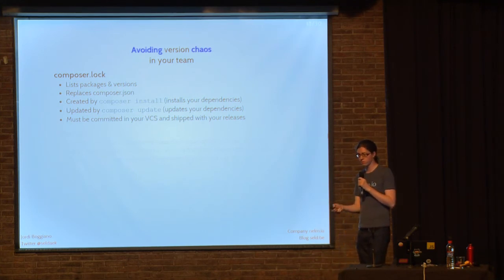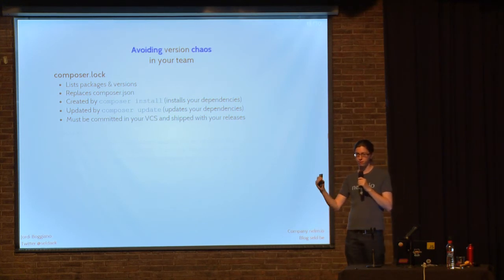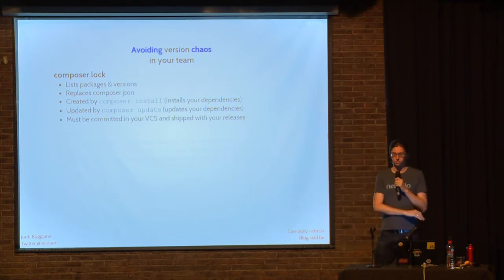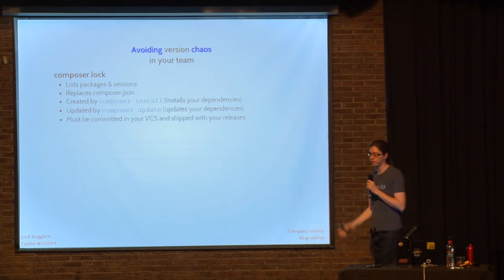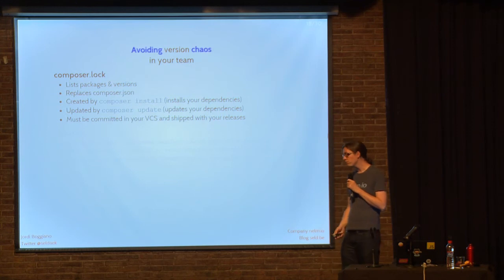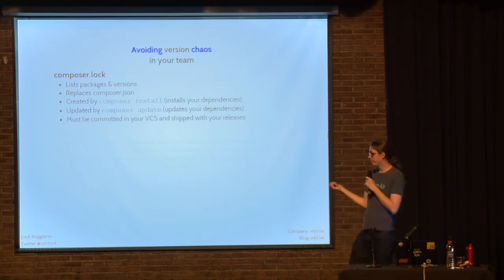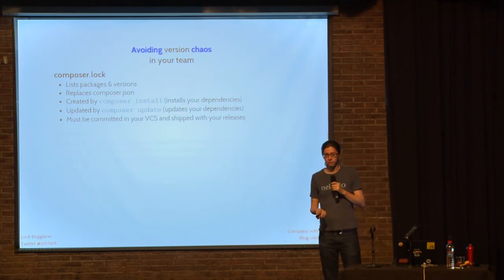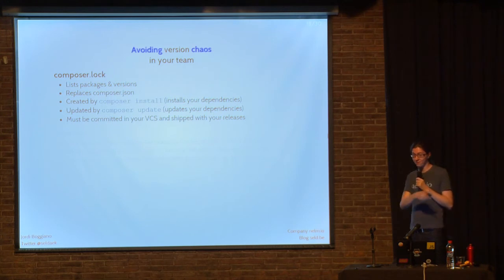And if they run composer install, it first checks if there is a log file. If there is one, it just ignores the composer.json completely, and it will install exactly what's in the composer log. So that ensures that everyone has the same versions of everything. It's simple, but you have to actually commit the file. Otherwise, everyone has their own composer log, and it's useless.